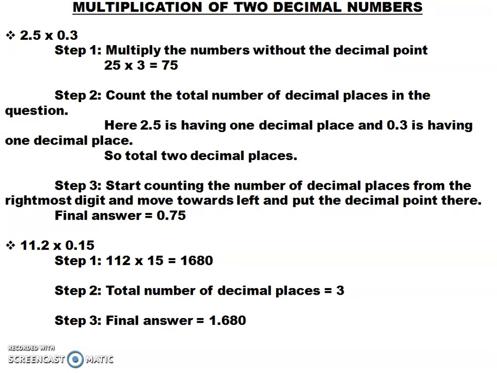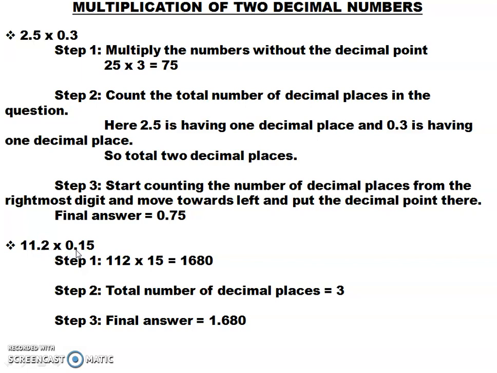Multiplication of two decimal numbers. You don't have any other rules. Here instead of one whole number, you are having two decimal numbers. 2.5 into 0.3. The same step, first 25 into 3, you will put 75. Here the second step is having a slight difference. How many decimal places are there? Here 1 decimal place is there. Here 1 decimal place is there. So how many in total? In total you will have 2 decimal places. So the final answer will be 0.75.